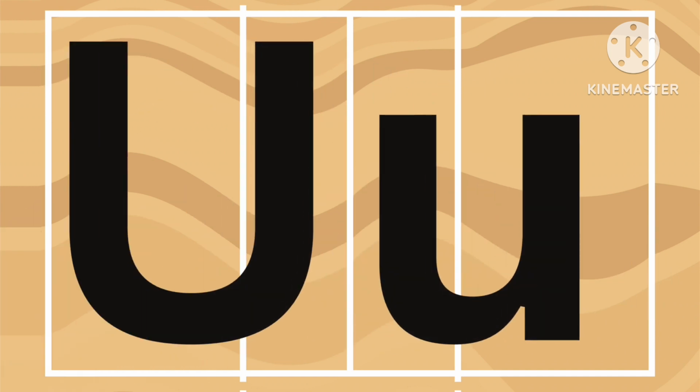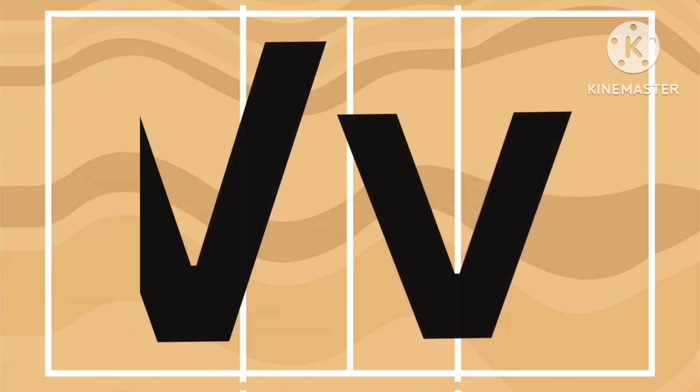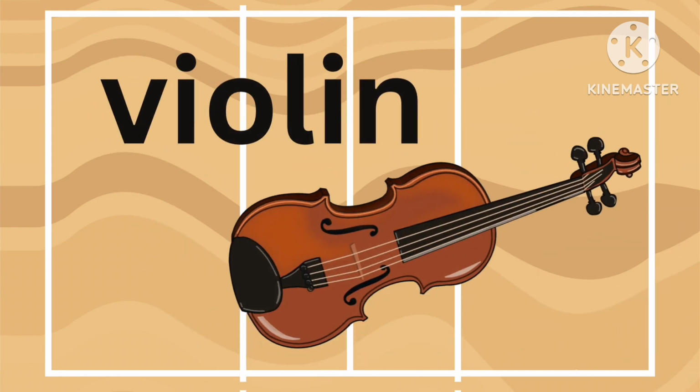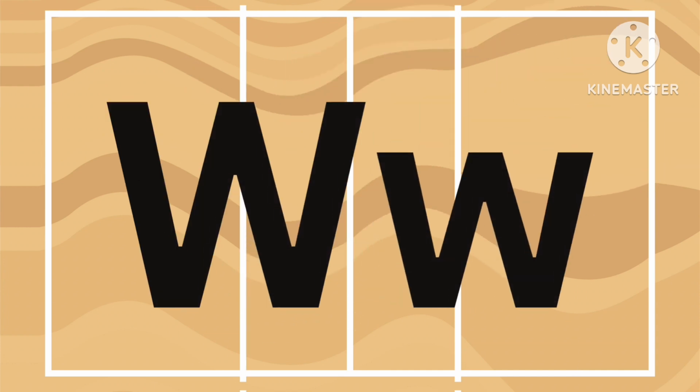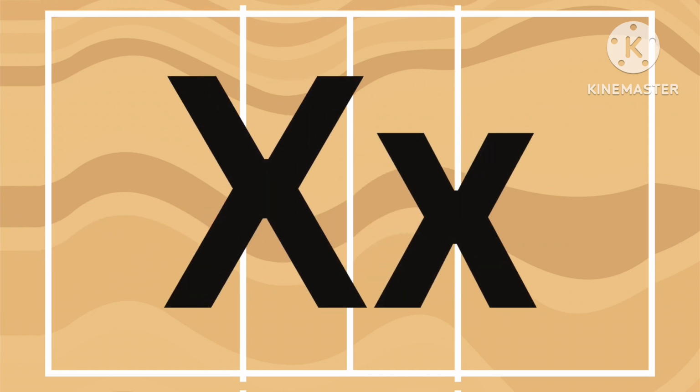U. U for unicycle. V. V for violin. W. W for whistle.